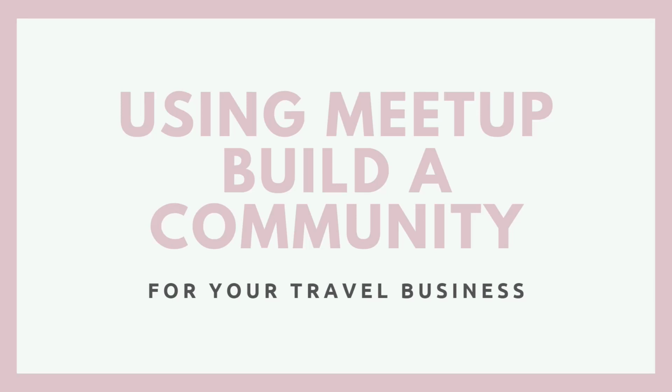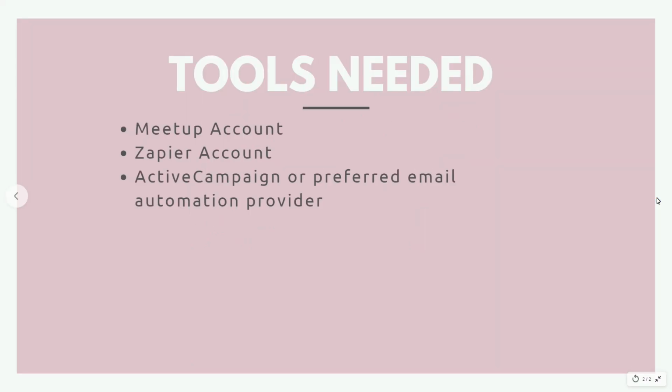I am Letitia Brownlee, and I'm going to talk to you about how to use Meetup to build your community for your travel business, and also how to automate your list building using Meetup and Zapier. I use ActiveCampaign for my email automation provider, but you can use any popular email automation provider such as MailChimp, ConvertKit, whatever is your preferred. The tools needed for this are a Meetup account, a Zapier account, and an account with whatever email automation provider you use. Again, I'm using ActiveCampaign.